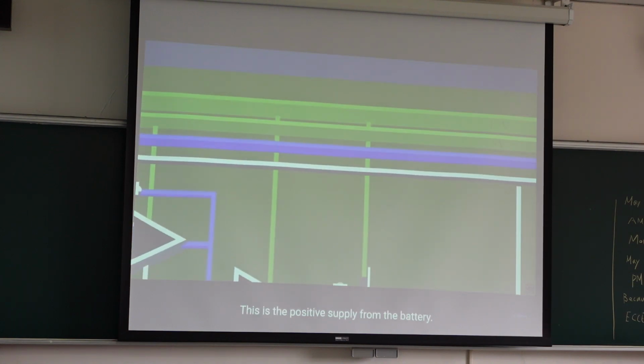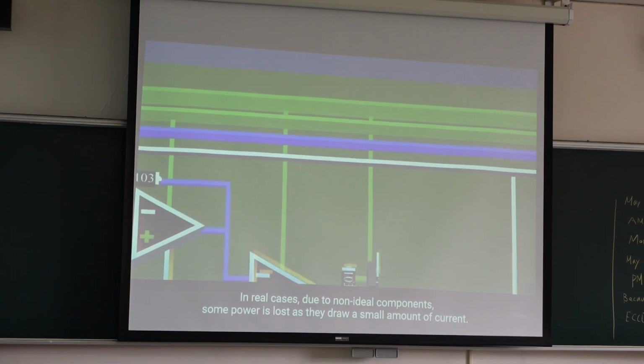This is the positive supply from the battery. These voltages are created with the help of voltage regulators. As these voltages are used only for references, there is no current drawn from them and no power is lost. In real cases, due to non-ideal components, some power is lost as they draw a small amount of current.